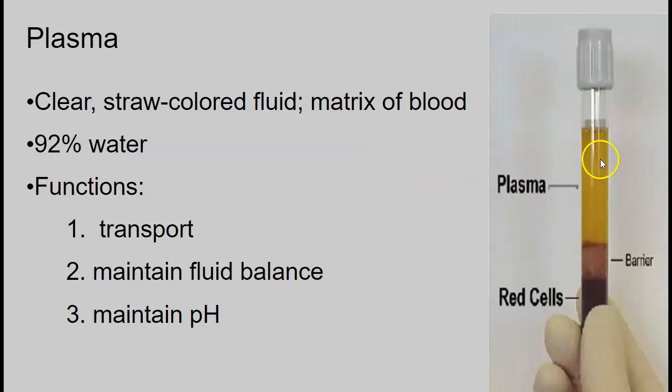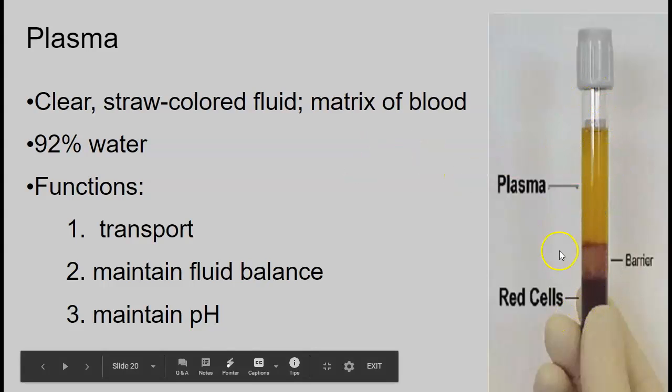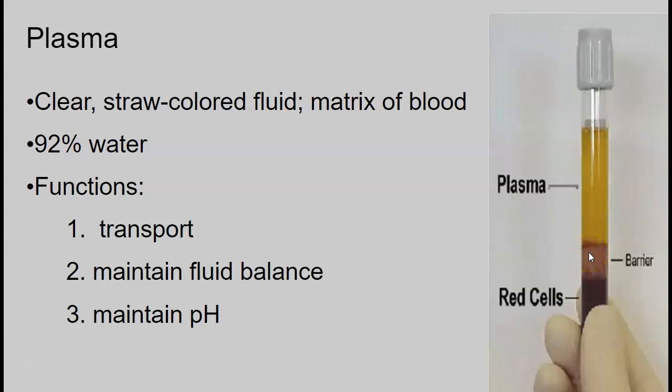It is the matrix. So if you look here, you can see this shows you the plasma up here. Those are the red blood cells. These are the white blood cells here, that buffy coat where you have your white blood cells and your platelets. It's 92% water, so most of your plasma is water. But the reason why it's this yellowish color is because it does contain some very important proteins, which we're going to talk about. There's really three main functions of your plasma.